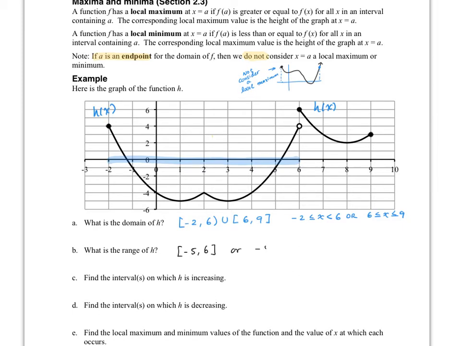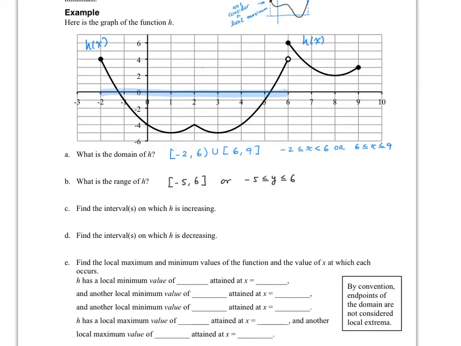Or you can say -5 less than or equal to y less than or equal to 6. Alright, now part C is asking find the interval or intervals in which h is increasing. Increasing just means it has a positive slope. So here, from this graph, from here to here is increasing. It's also increasing from here all the way until you get to 6. And finally it's increasing in this part.